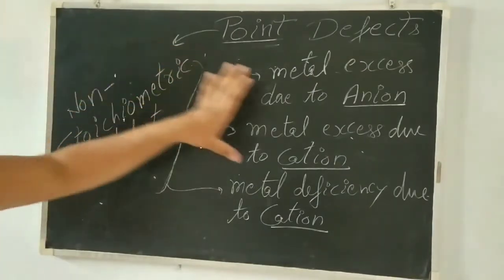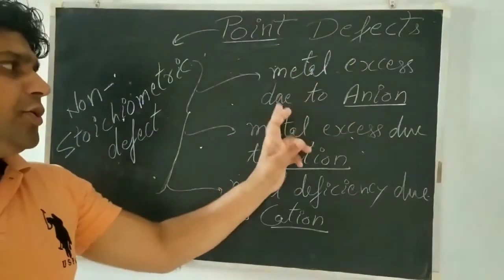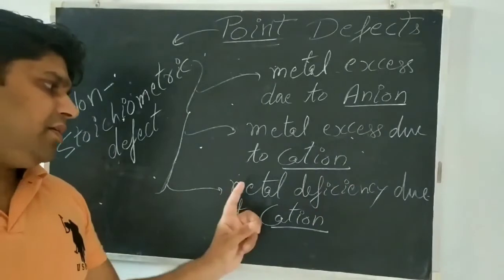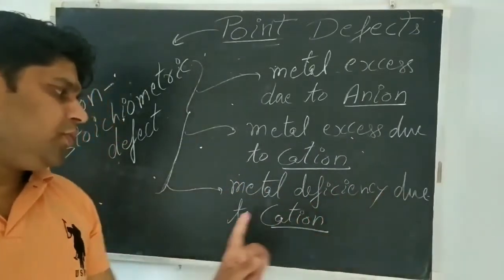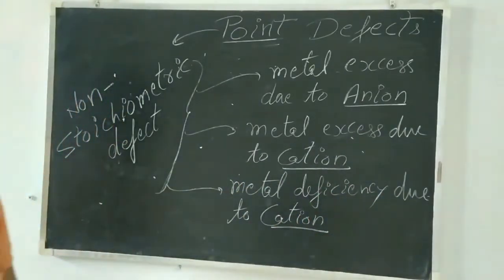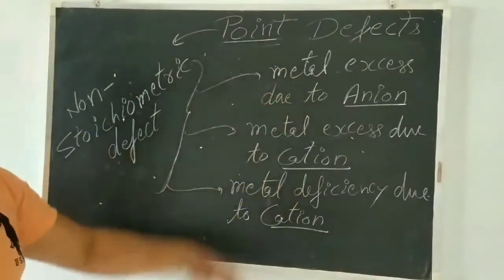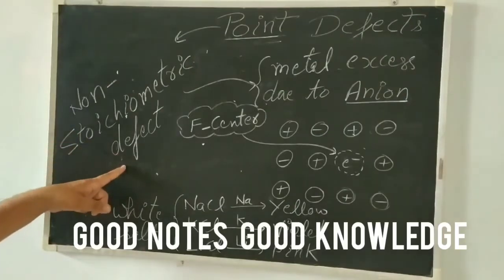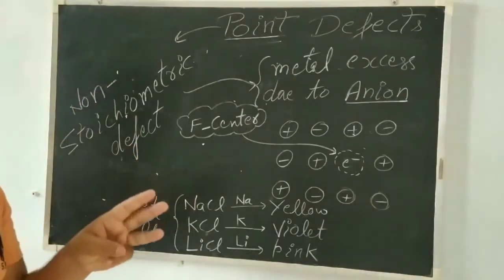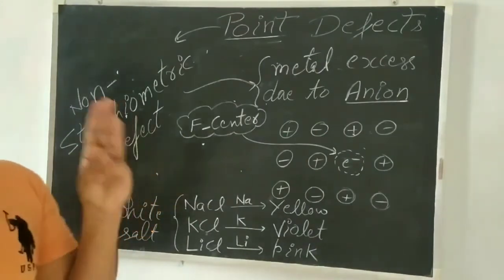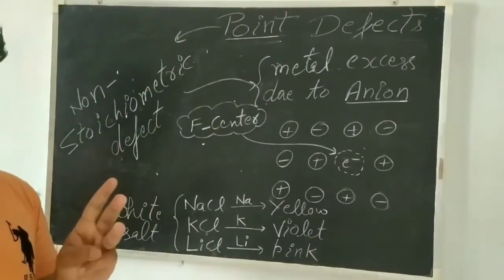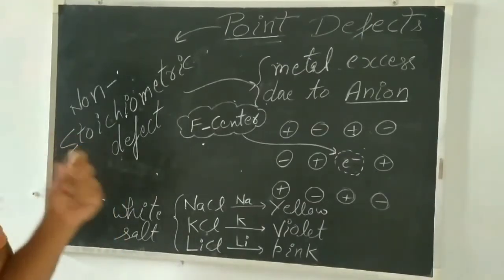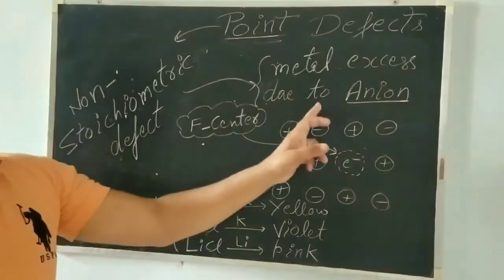Non-stoichiometric defects are of three types: metal excess due to anion, metal excess due to cation, and metal deficiency defect due to cation. Now we discuss these three defects one by one. The first one, metal excess defect due to anion.